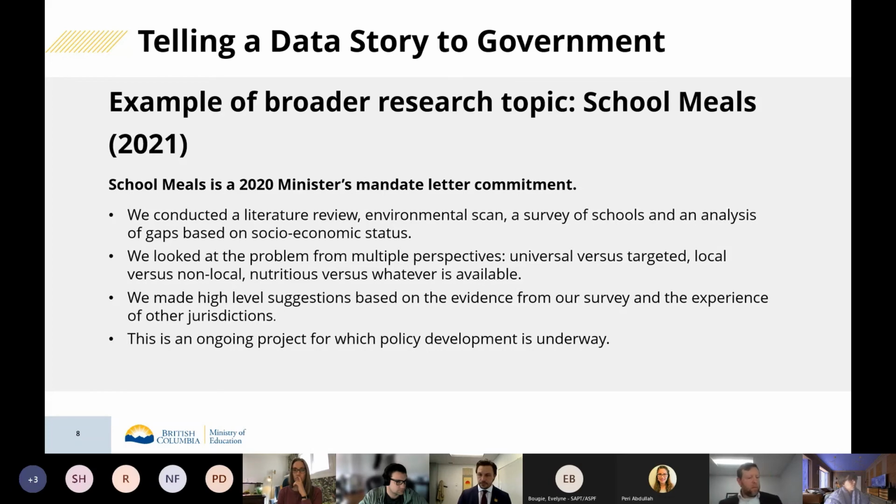The absenteeism data, for example, actually turned into a very positive key message for government: that British Columbia was one of certainly the only jurisdiction in Canada, and even amongst the Western world, to keep schools open during the entire pandemic. So it wasn't so much a bragging point for her, but just an acknowledgement that we did keep schools open.